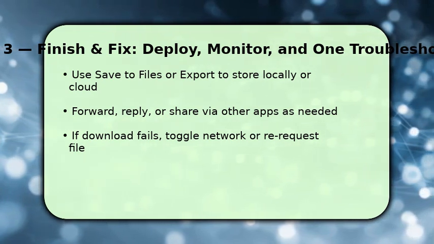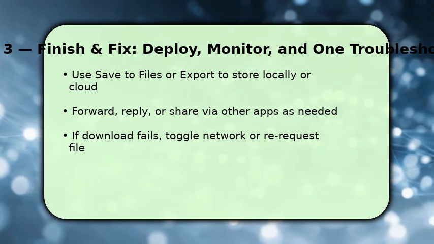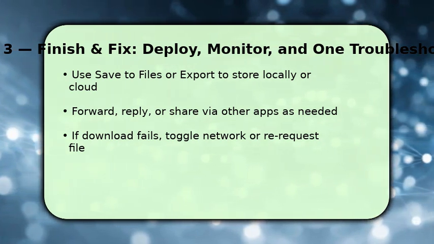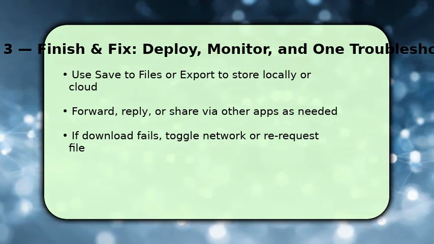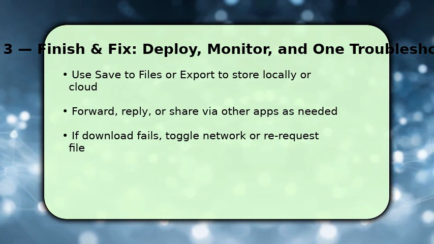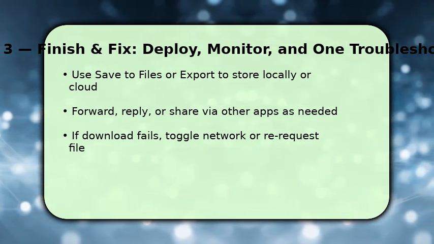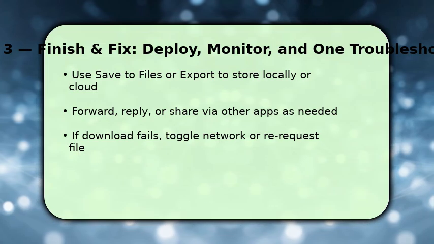If something goes wrong, the download stalls or opens incorrectly, first toggle Wi-Fi or mobile data, then retry. If that fails, ask the sender to resend or rename the file. This fixes most common transfer or compatibility issues quickly.